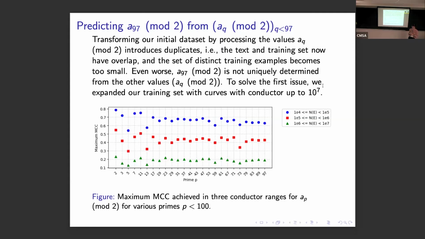Personally. But in the end, are you saying that for predicting A97 mod 2, you do no better if you have the full set of APs up to 97 versus just having them mod 2? So is it true that all the information you're actually getting for A97 mod 2 is really just coming through the reductions of the APs mod 2? Is that what it seems to be? It seems like the performance is very comparable. Yeah. Okay.